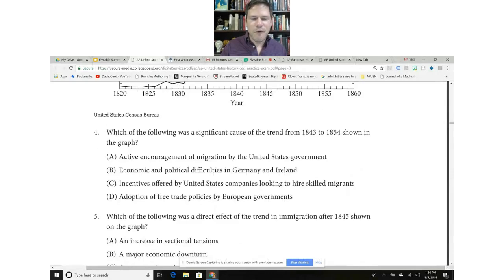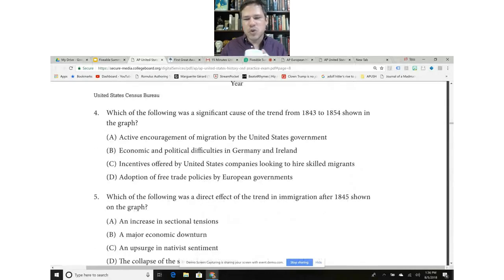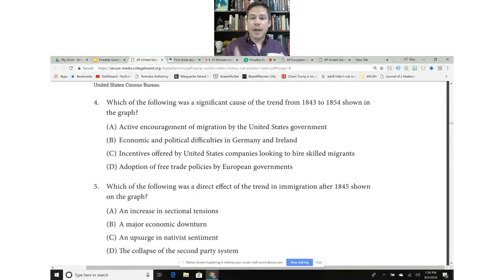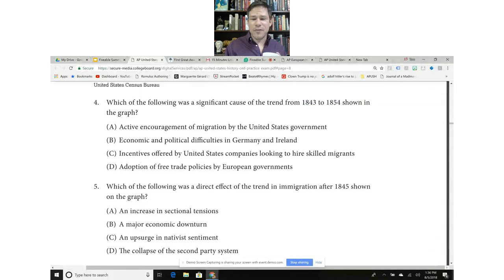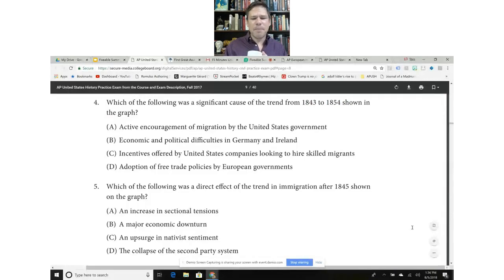Okay, and so which of the following was a significant cause of the trend from 1843 to 1854, shown in the graph? The thing is, this is really irrelevant. Shown in the graph is irrelevant because a student should know that 1843 to 1854 means Irish immigration. Now, A, active encouragement of migration by the United States government. Next, B, economic and political difficulties in Germany and Ireland. Now, what we see there is Germany and Ireland, those two waves of immigration.